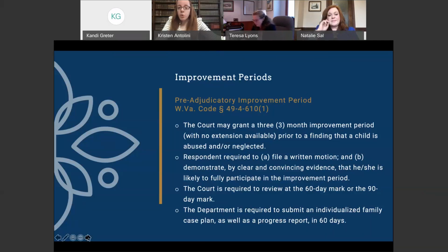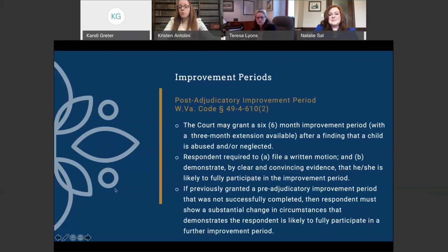And then our next one, of course, is the post-adjudicatory improvement period. What's the difference between the pre and the post, Natalie? In a pre-adjudicatory improvement period, recall there's not been a judicial determination of abuse or neglect. Well, when you get to a post-adjudicatory improvement period, there has been a judicial determination of abuse or neglect. This improvement period also affords a much longer time period.